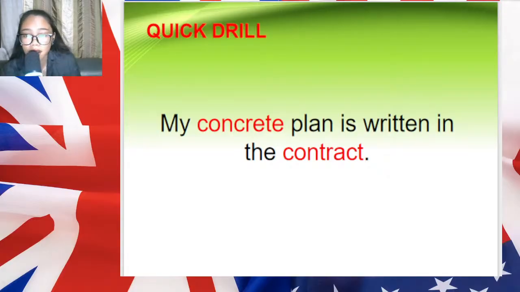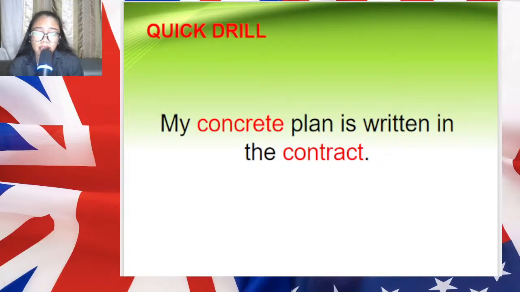Now, first up, concrete, like saying my concrete plan. The word concrete here is an adjective. It means, how do you call that, it costs around 200 plus? I forgot. But yeah, that's the price range for this particular item. My concrete plan is written in the contract.